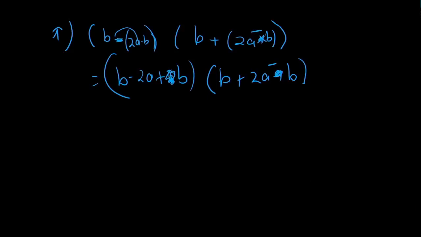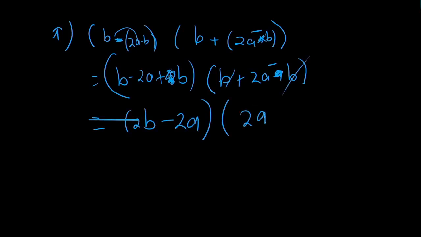All right, so we end up with 2b minus 2a in the first bracket. And then b minus b cancels, so I end up with 2a in the second bracket. Now you go one step further and ask yourself, is there anything else I can do? Yes, from this first bracket I can take out a common factor of 2, multiplied by the 2a that's already there, so I end up with 4a times (b minus a).